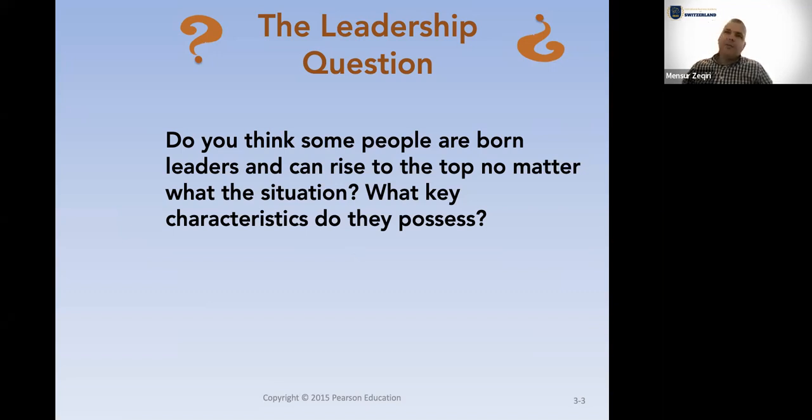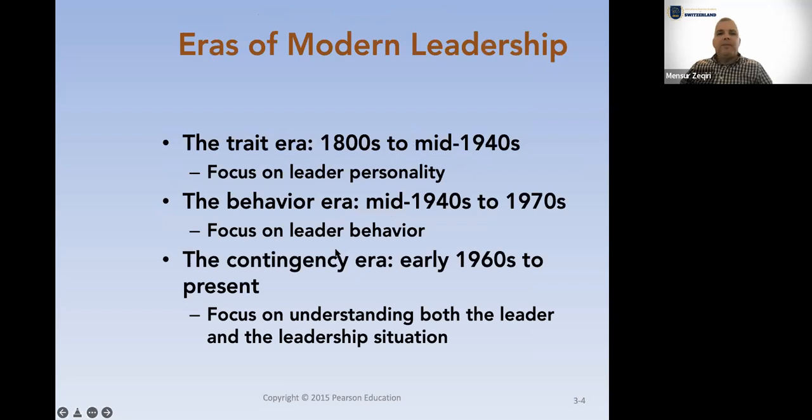First of all, we will provide a history of modern leadership theory, where we can identify three main eras of modern leadership. The first one is the so-called trait era, which is from the 1800s to the mid 1940s, and here the focus was mainly on the personality of leaders.